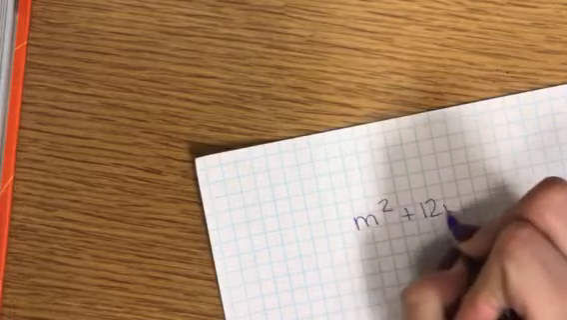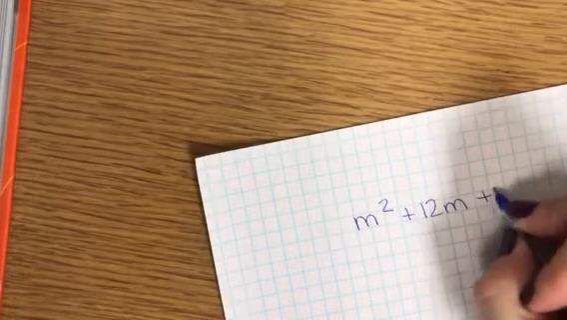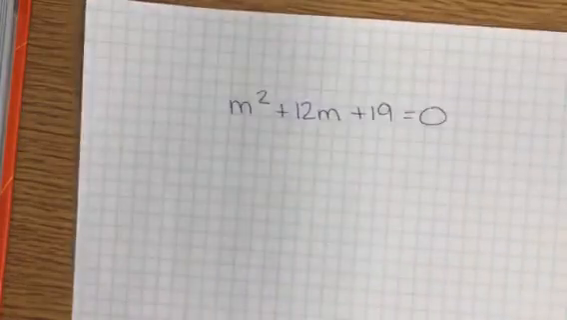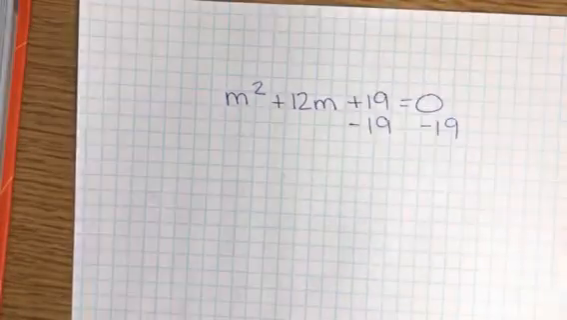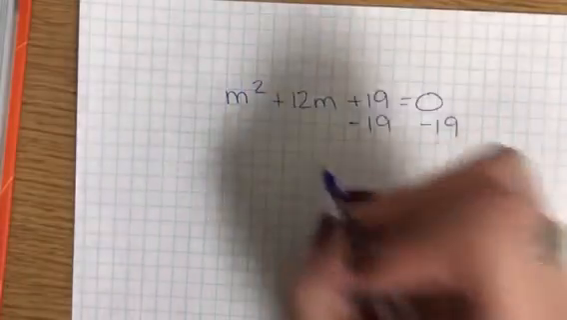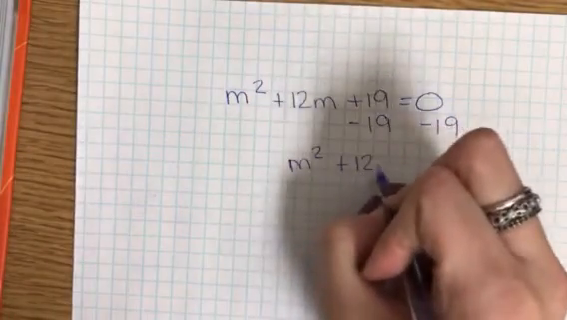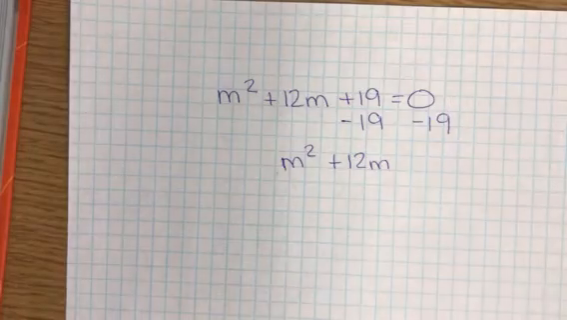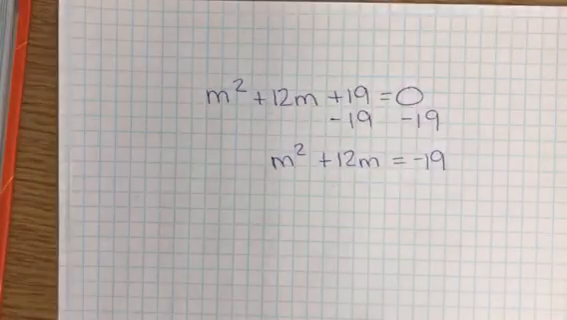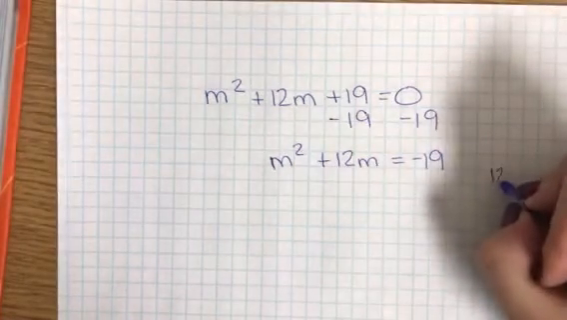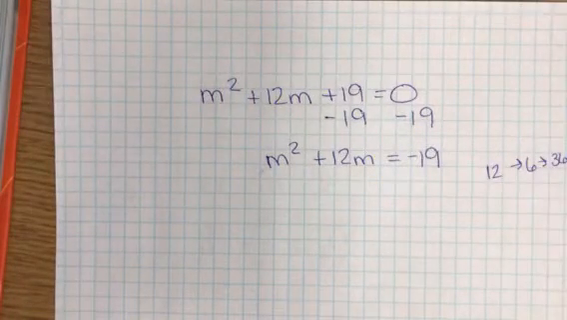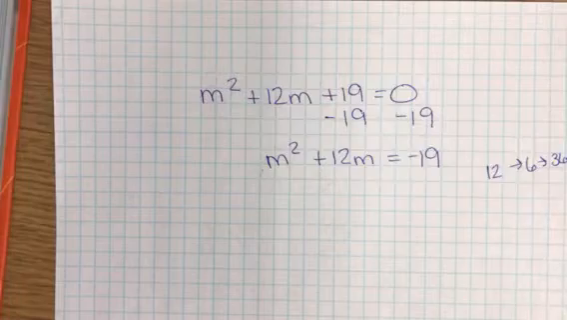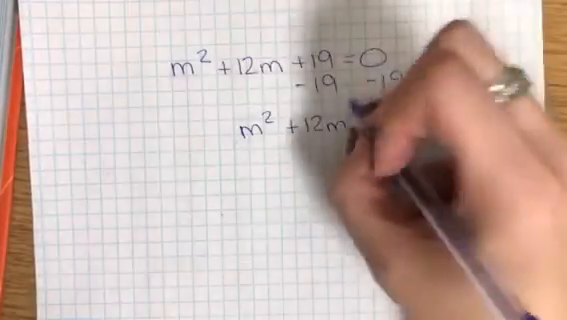Number 17 says m squared plus 12n plus 19 equals 0. This is also not in the correct format. Okay, so to get this in the correct format, we're going to subtract 19 from each side. Okay, so b is 12. Half of that is 6. Squared is 36. So we're going to add 36 to each side.